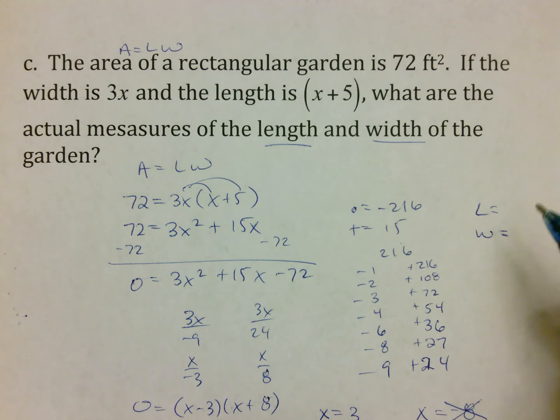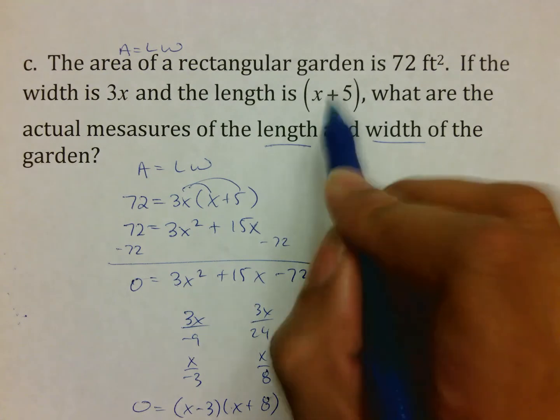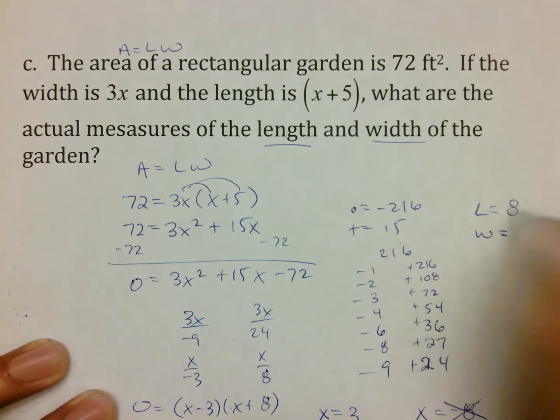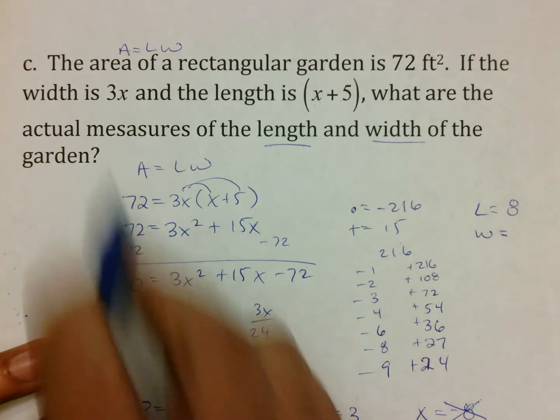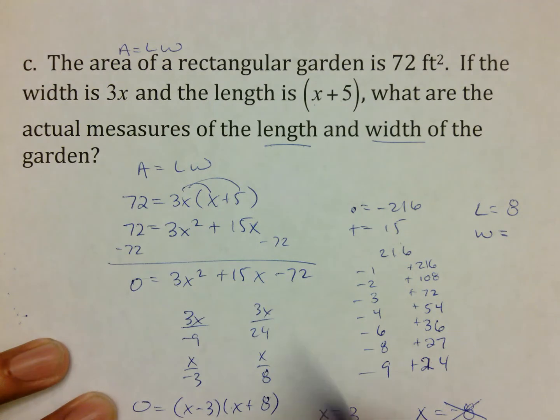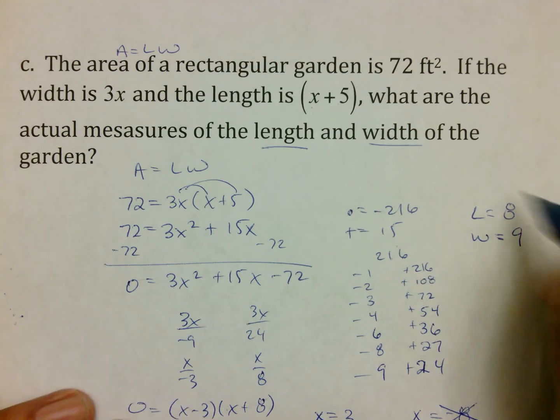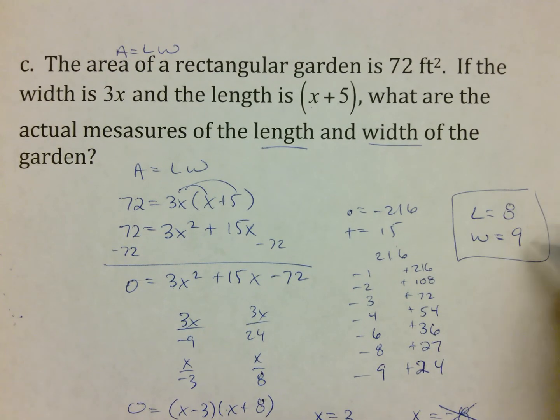But based off of what they said, the length is x plus 5. Well, if x is 3, 3 plus 5 is 8. Based off of the problem, the width is 3x. If x is 3, which we see it's right here, it is, then the width is 9. 9 times 8 is 72. Therefore, we know that it worked. And this is what you're going to be given on the computer, is both of those numbers there.